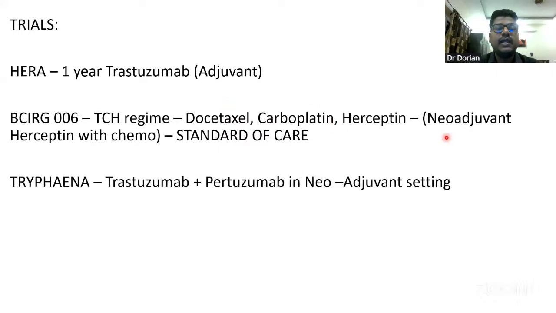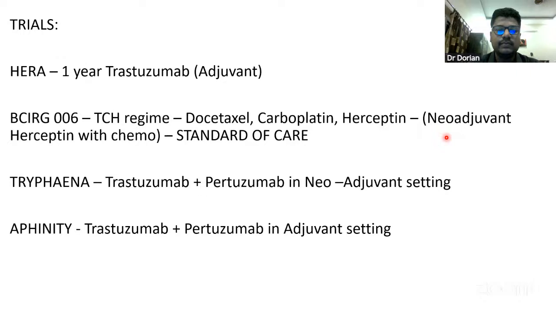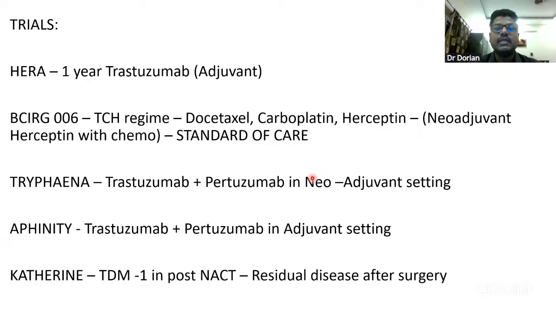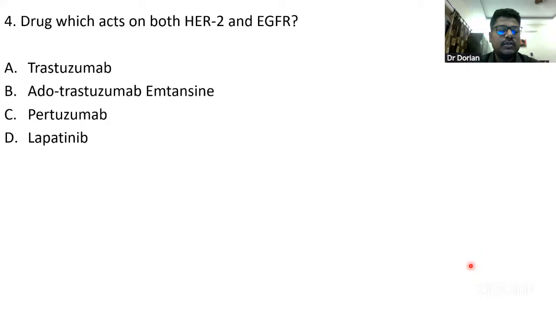The next trial is Trifina trial, which gave the usage of trastuzumab plus pertuzumab combination in the neoadjuvant setting. Aphinity trial, which gave the combination of trastuzumab plus pertuzumab in adjuvant setting. And the next trial will be this Katherine trial, which we have discussed now. In post-neoadjuvant chemotherapy, residual disease after surgery, you should not just give trastuzumab alone. You have to give TDM1. You have to upgrade your treatment, which was given by this Katherine trial. Okay, so these are all the HER2 related trials given in Sabiston and Schwartz. So coming back to the question, drug which acts on both HER2 and EGFR is lapatinib.